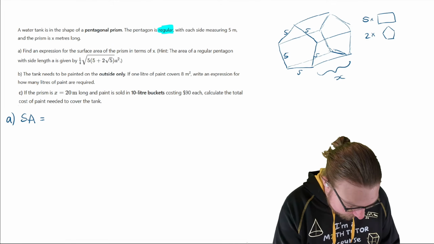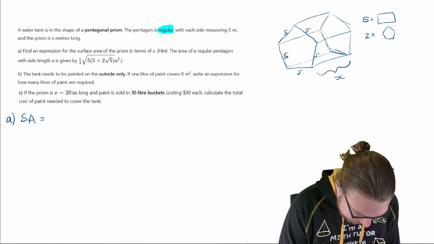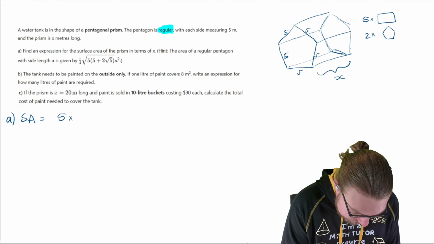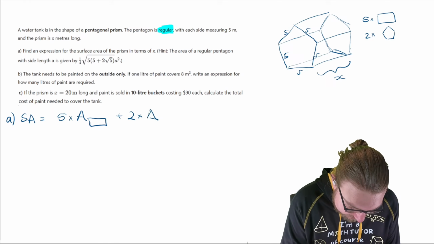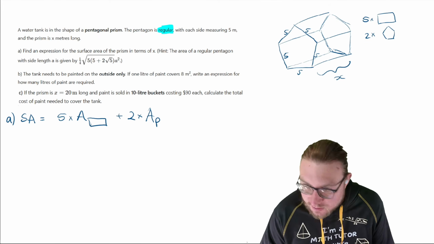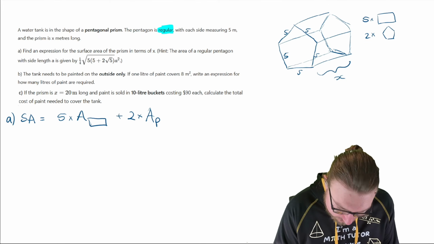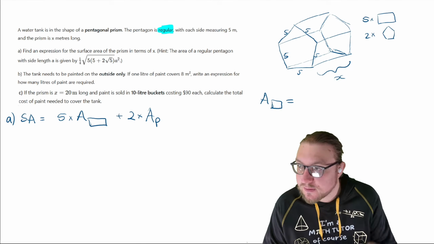Now, let's figure out the rectangle first. Yeah, so we're going to have 5 times the area of a rectangle plus 2 times the area of, let's call it AP, the area of a pentagon. Okay, on the side over here, let's do the area of the rectangle first.